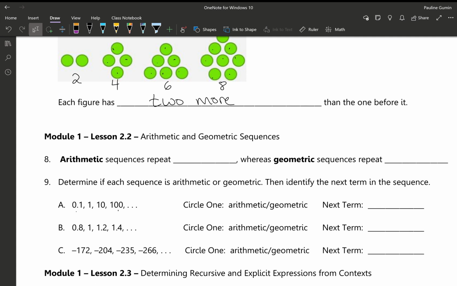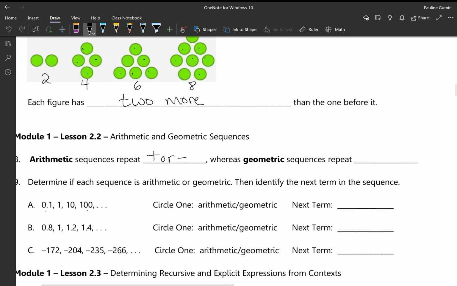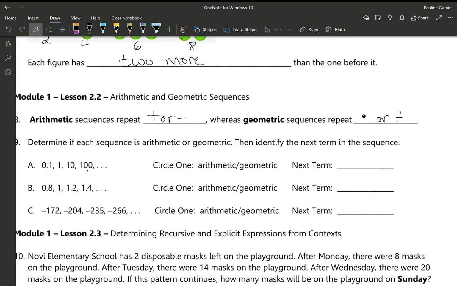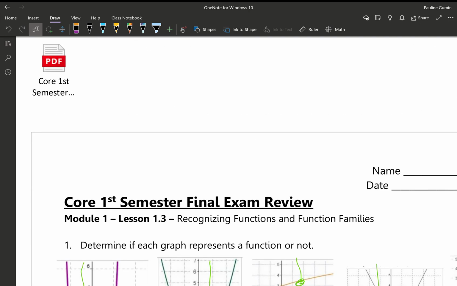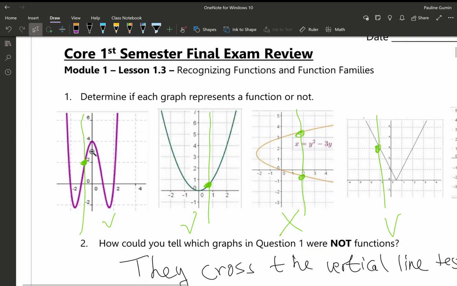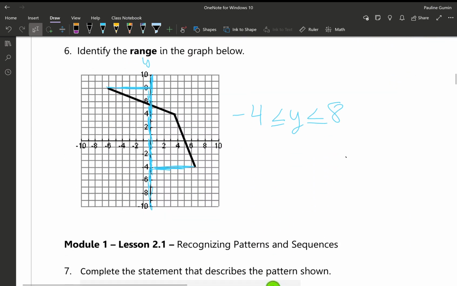Number 8, arithmetic sequences repeat addition or subtraction, whereas geometric sequences repeat multiplication or division. So let's determine whether each of these sequences are arithmetic or geometric. And then we'll find the next term. All right, letter A.